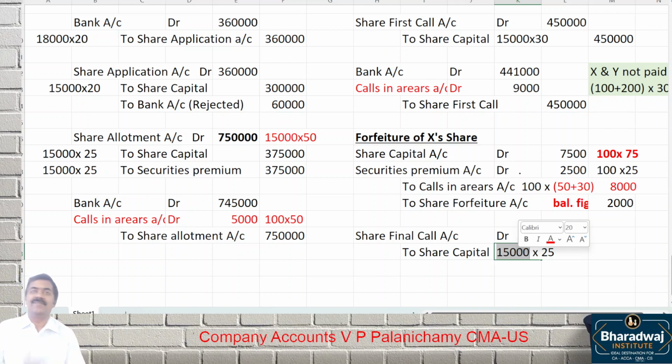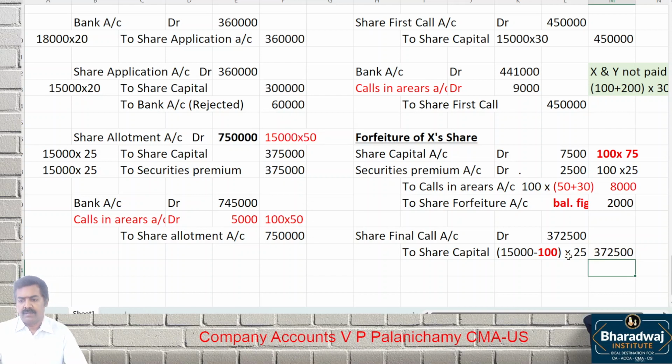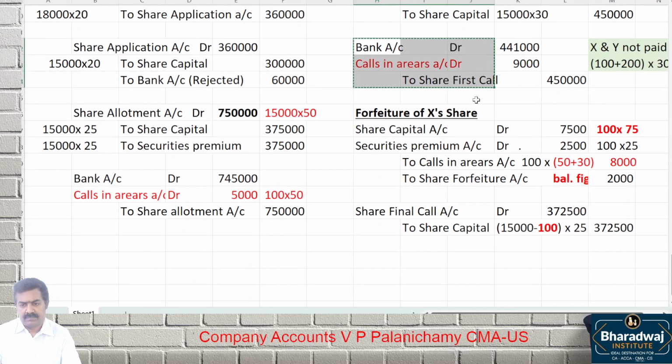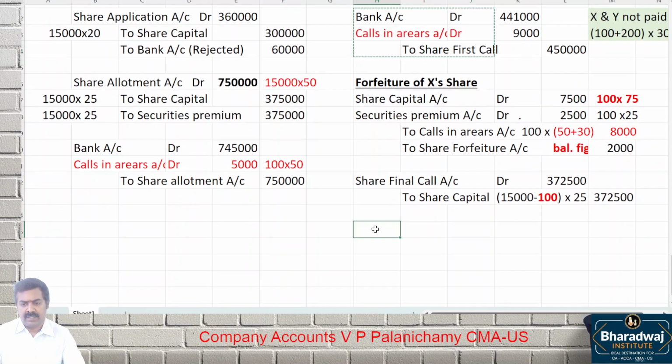How can you ask money for the cancelled shares? Okay. So it will be 15,000 shares, already 100 shares cancelled, into 25. Clear? Out of 15,000 shares, we have already cancelled X's shares. Balance 14,900 into 25. Share final call account debit to which one? Share capital. Then let us collect the money.